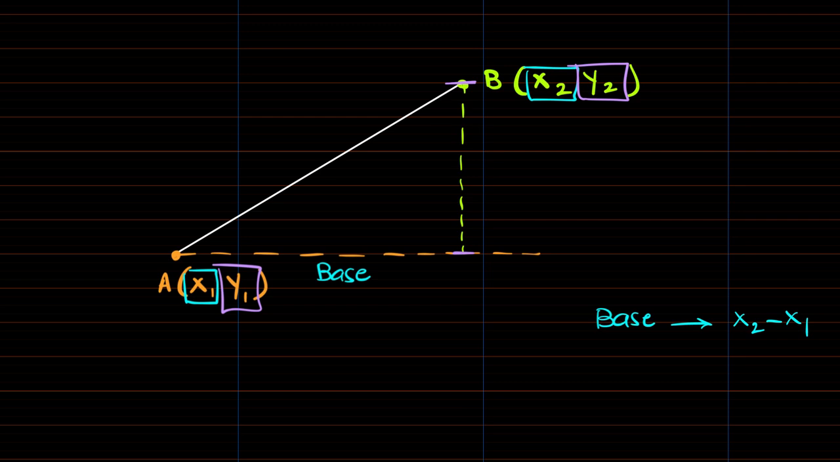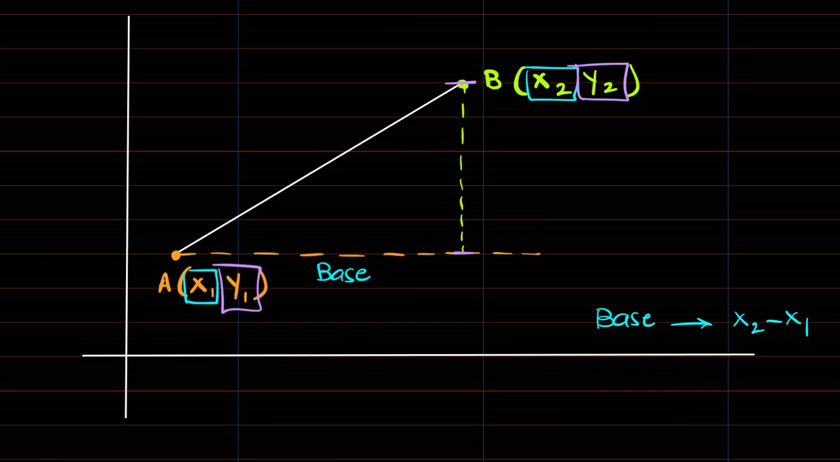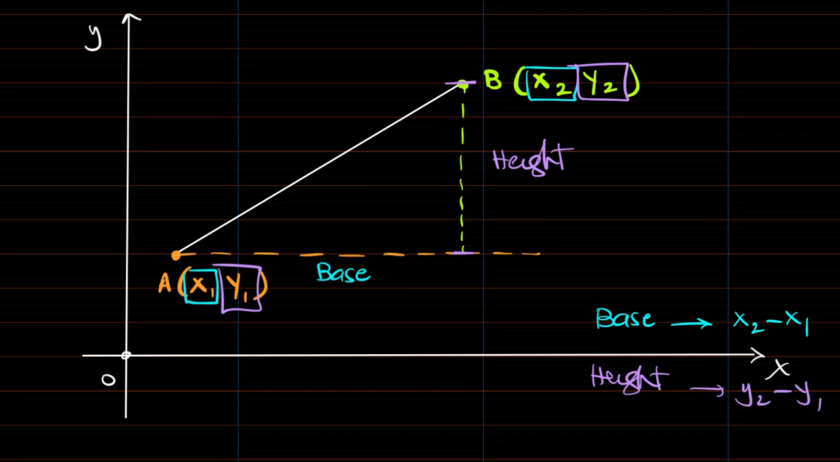So let me draw the axes to give you the idea. Somewhere here is the origin, and we are talking with respect to origin. We have the y-axis, we have the x-axis. And this base is x2 minus x1. This height is how much? This height is y2 minus y1, the difference between the two y coordinates. And this thing over here, d, that is the distance between 2 points.